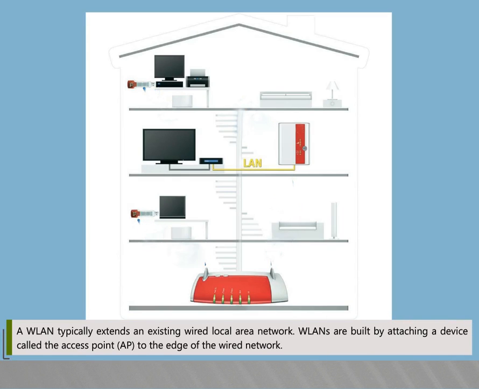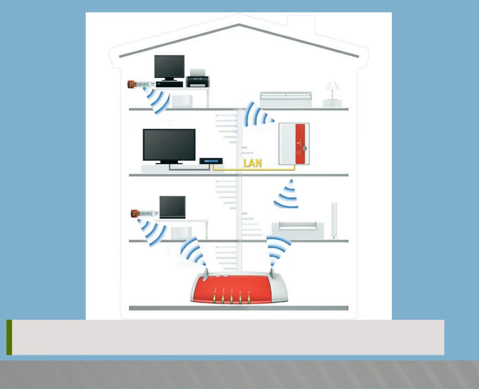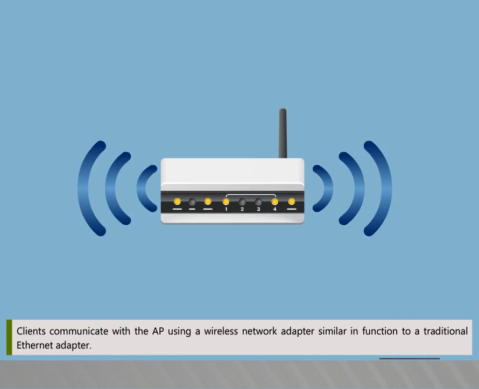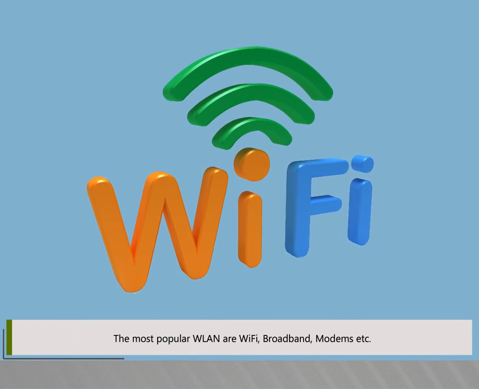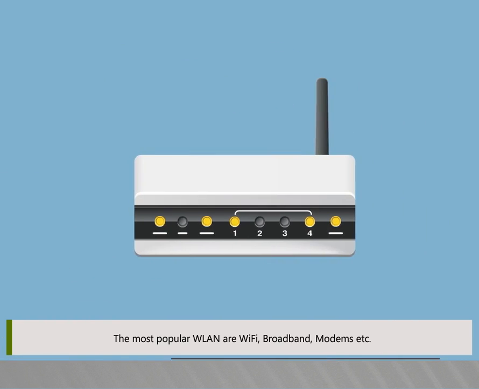A wireless LAN typically extends an existing wired local area network. Wireless LANs are built by attaching a device called the access point, that is AP, to the edge of the wired network. Clients communicate with the AP using a wireless network adapter similar in function to a traditional Ethernet adapter. The most popular wireless LAN are Wi-Fi, broadband, modems, etc.